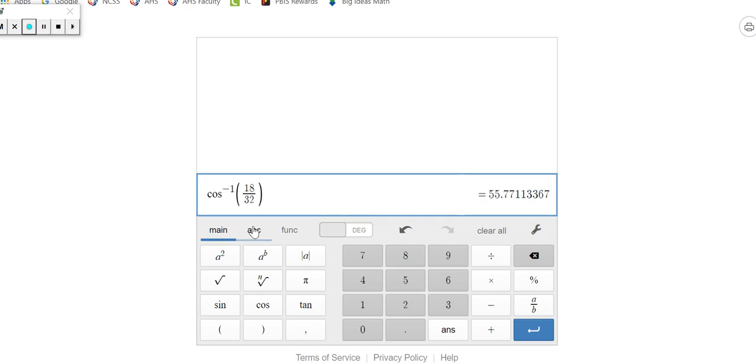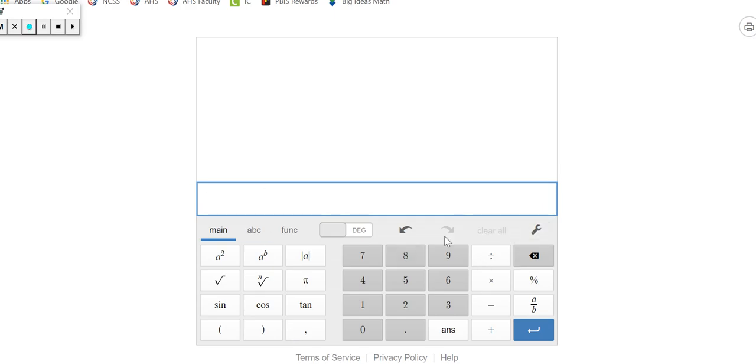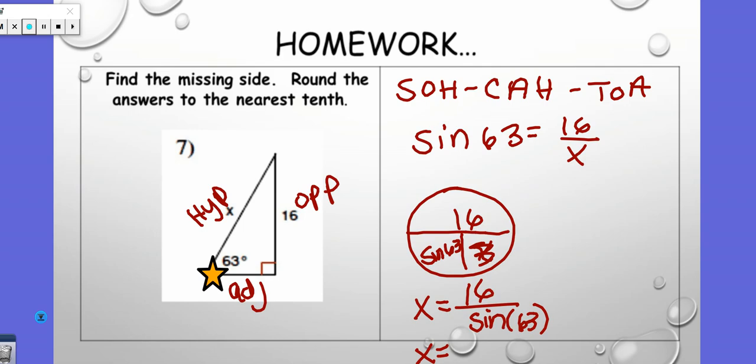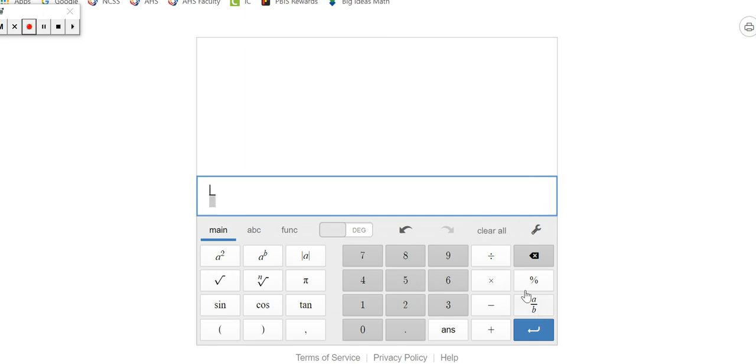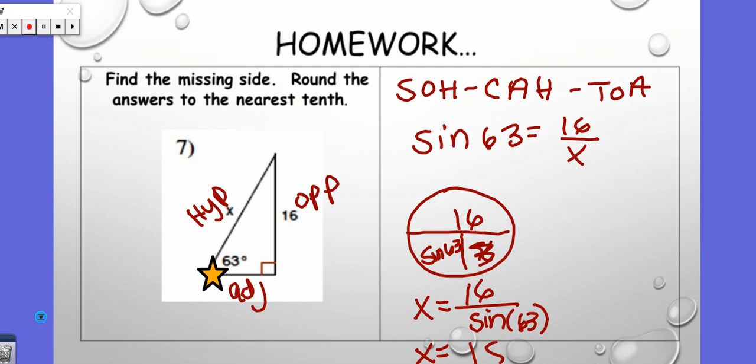So you're going to go to Desmos, and I'm going to clear out what I had here. So it was 16 over sine of 63. Close that up, and that's going to be 17.9, which the 9 makes this round, so it's going to be 18. So we get x equals 18.